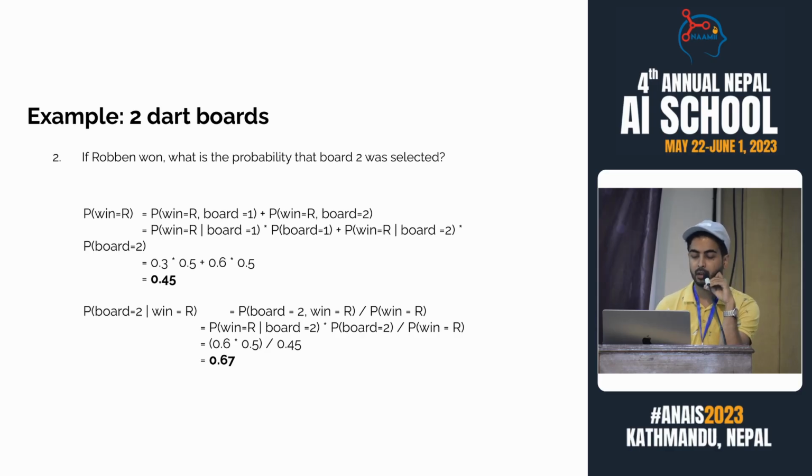We know from Bayes' rule that probability of B given A is probability of A comma B divided by probability of A, and probability of A comma B is A given B times probability of B. So we apply the same rule here: probability of board 2 given win equals R is probability of board equals 2 and win equals R divided by probability of win equals R. And what is the probability of win equals R? We apply the same philosophy as earlier: you can win in two ways, board 1 and board 2. Then you expand this out.